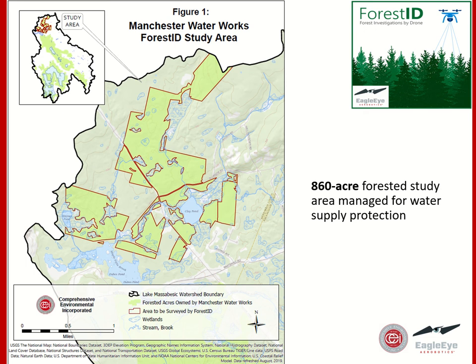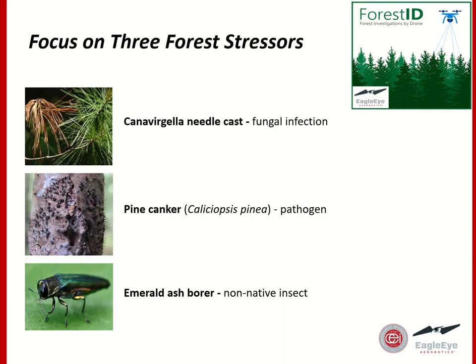This map shows the 860-acre study area in green. These areas were selected for having both a good diversity of forest habitat and also for known occurrences of 3 key forest stressors. These stresses are the Canavergella needlecast, which is a fungal infection that affects pine trees, pine canker, a pathogen that also affects pine trees, and the emerald ash borer, which is a non-native insect that affects ash trees. The drone NDVI images will be used to compare areas affected by these pests to healthy forest stands, which will allow for rapid detection and response to prevent future spread.